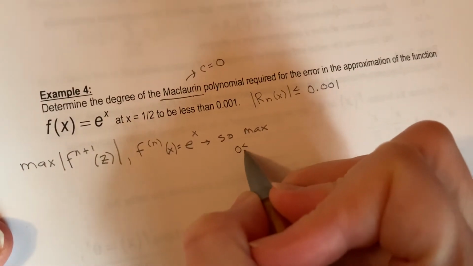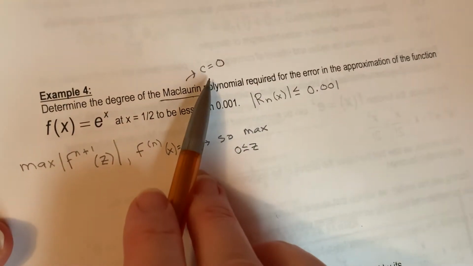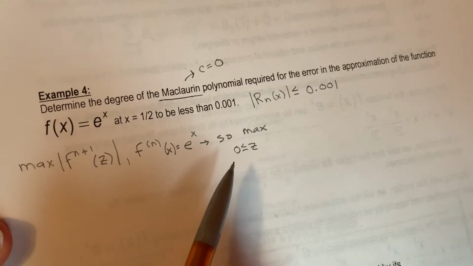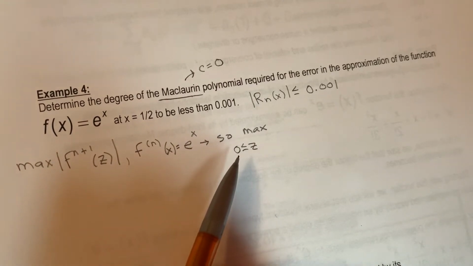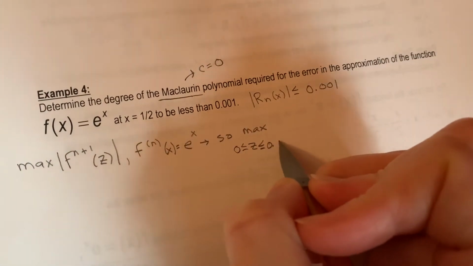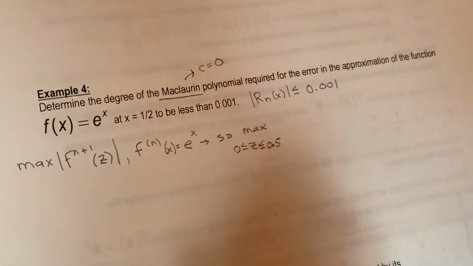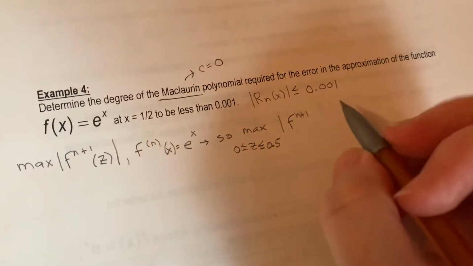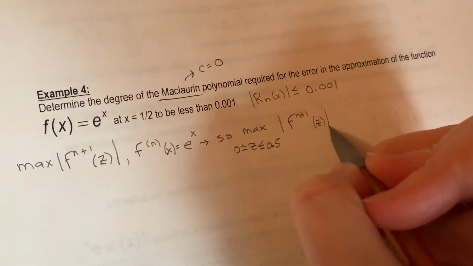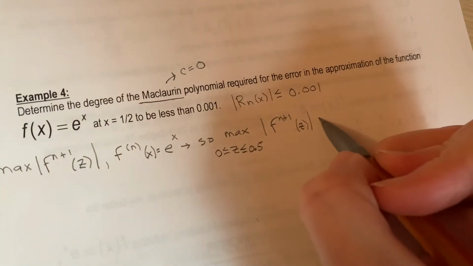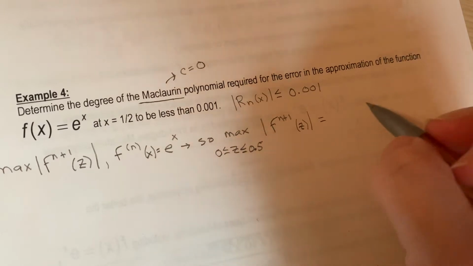Z here is between 0, because we're centered at 0, and 2.5. I wrote 2.5, but I think it should be 0.5 because x is 1/2. So between 0 and 1/2. And I'm doing the max again. This is just rewriting the formula here, so this is your basic formula with our z values filled in.